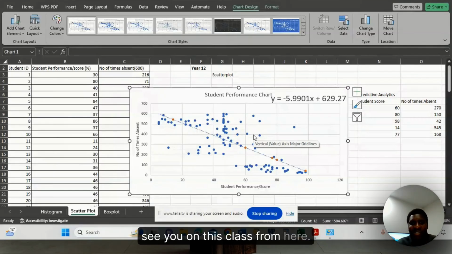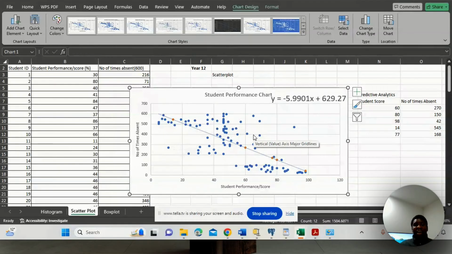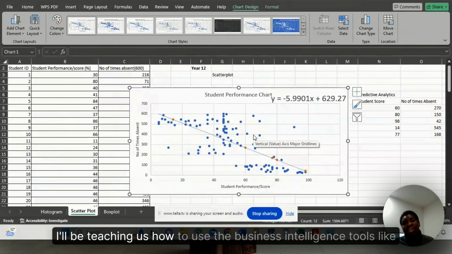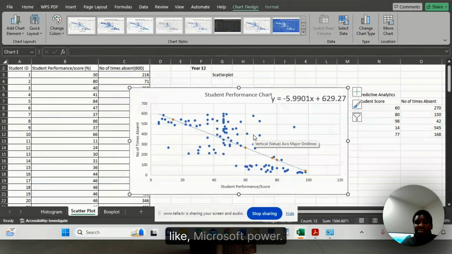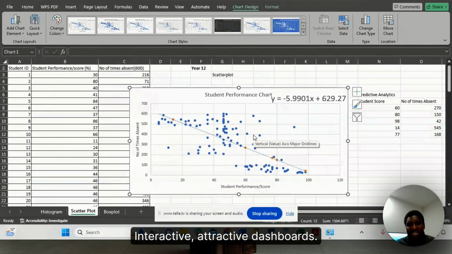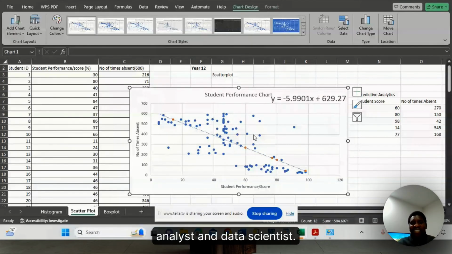See you in our next class. From here we'll be moving straight into our Tableau visualization. I'll be teaching us how to use business intelligence tools like Tableau and Microsoft Power BI to create visualizations and interactive, attractive dashboards. I still remain your data analyst and data scientist.